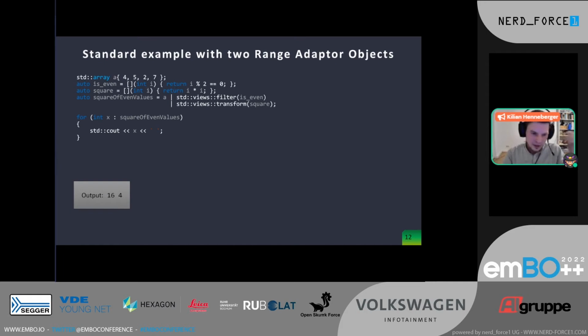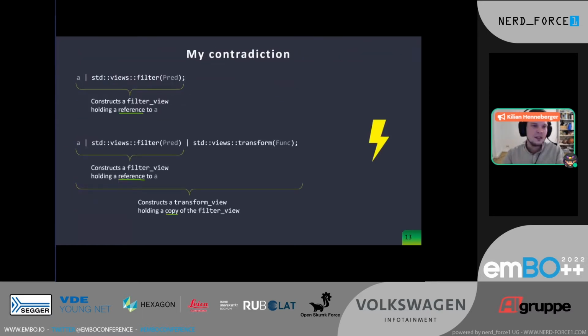And at that point, the talks typically just go to another example whatsoever. But this is the point where I have my contradiction. If we pipe A into views filter, then this constructs a filter view which holds a reference to A. If we pipe A into std views filter and that afterwards into std views transform, then this constructs a transform view, but it has to hold a copy of the filter view, right? Because A piped into filter gives me some rvalue, and std views transform can't have a reference to that rvalue. So it has to take it by value.